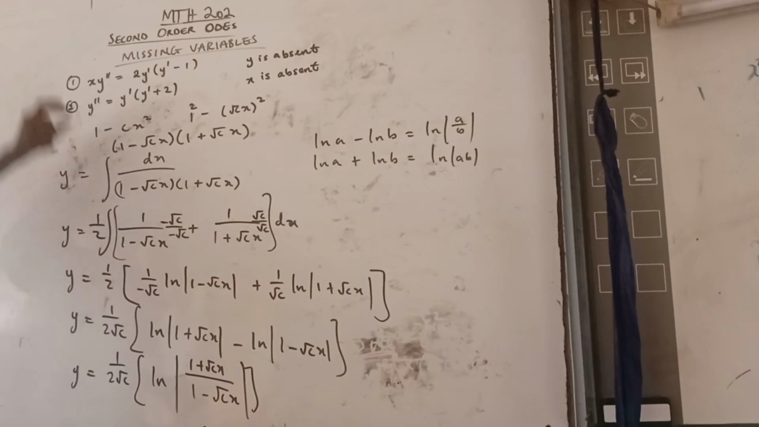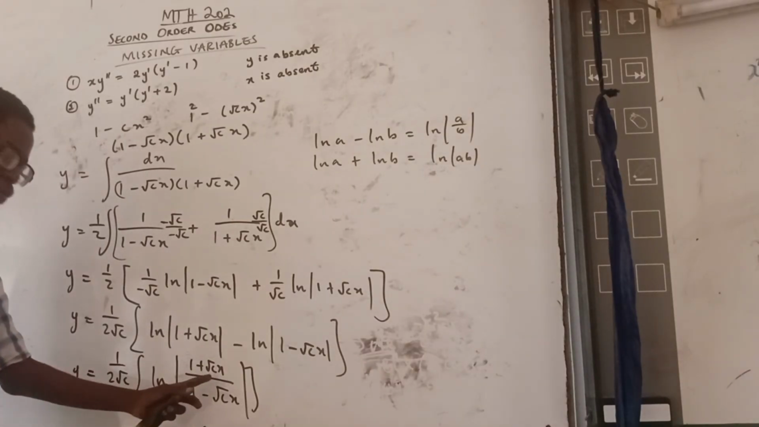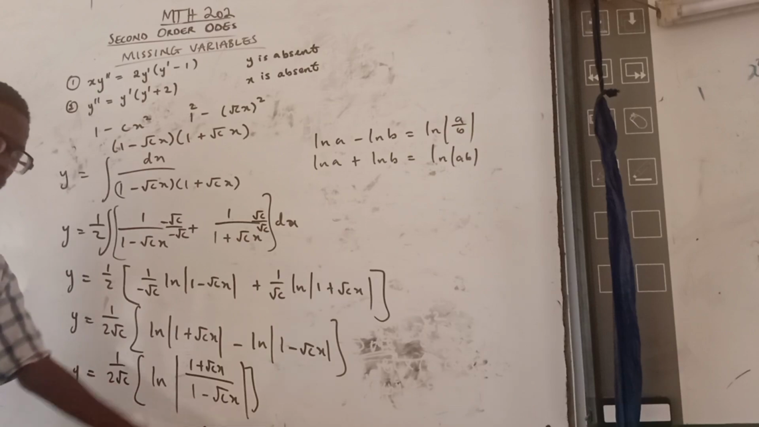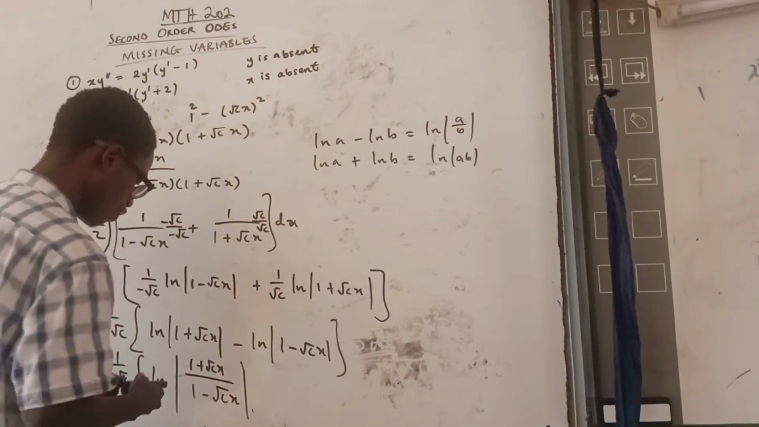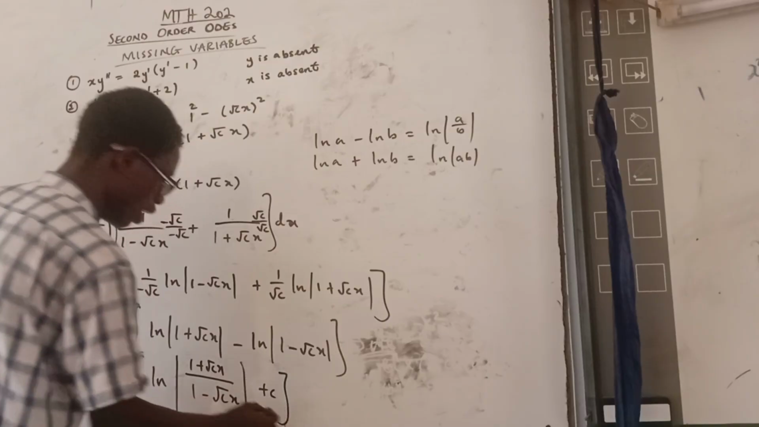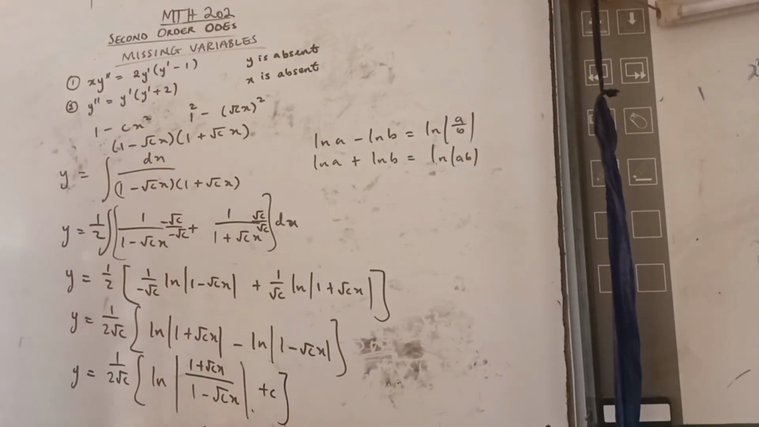So this is the final solution to question number 1: y equals 1 over 2 root c ln of (1 plus root cx) over (1 minus root cx). We can add our plus c, our constant of integration, and that's the final solution to this ODE.